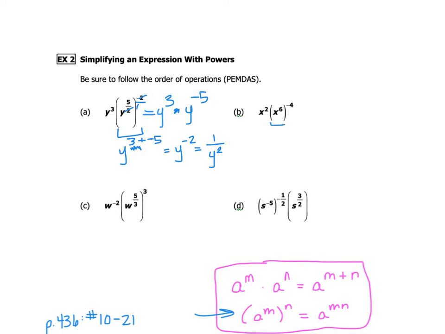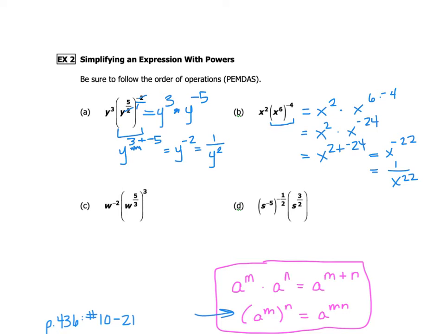And again, what we're going to do, power rule first. So we're going to start x squared, we're just going to leave that alone, put a little dot, times x to the 6 times -4 power. So this is x squared times x to the -24 power. Now use that product rule. So this is x to the 2 plus -24 power, which gives us x to the -22 power. Once again, don't want to leave a negative exponent. This becomes 1 over x to the 22 power.